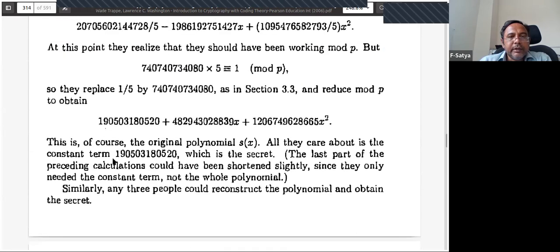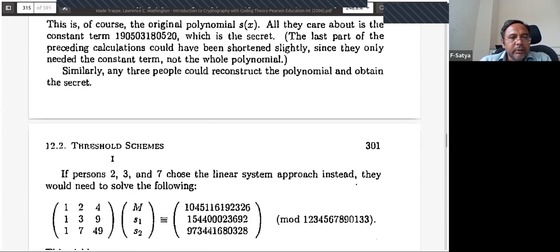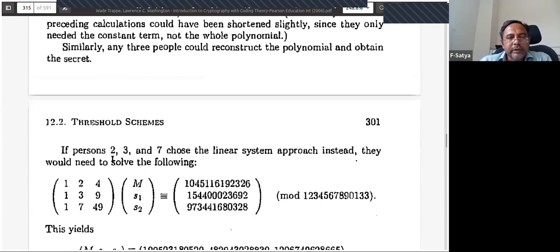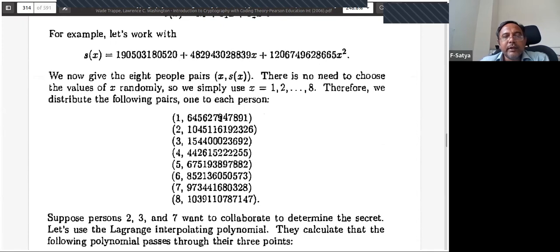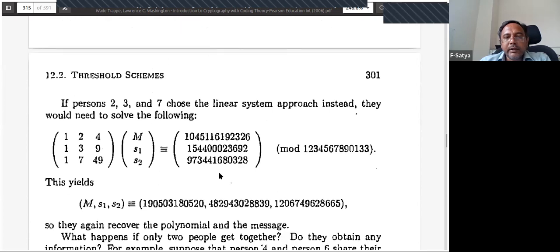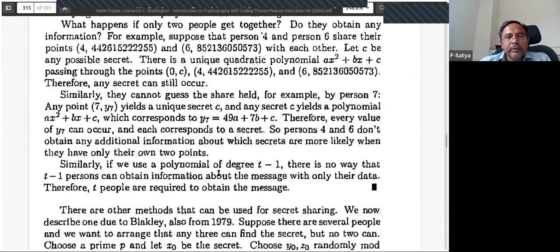And see, this is easy. So 237, 237, right? So now m, s1, s2 are not known, but at 2 the y value is this, right? 237. The y3 value is this, and the y7 value is this, right? So they substitute, get this matrix, and solve it. So they will get m also, right?